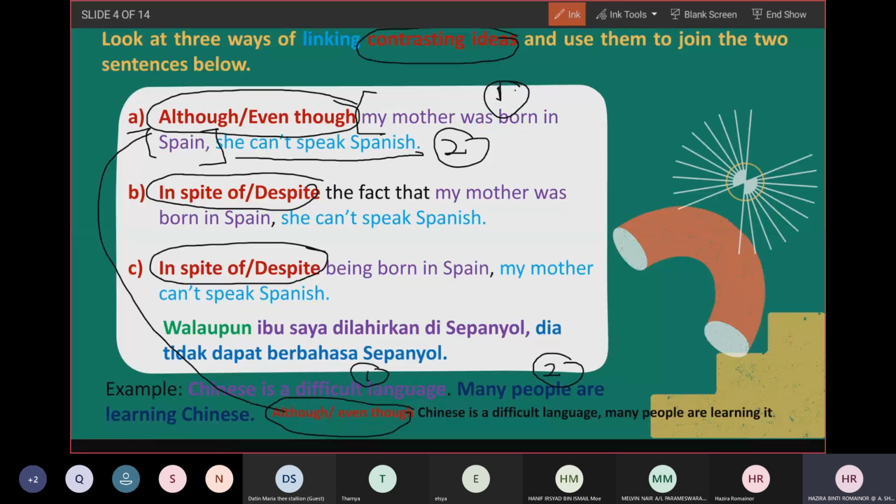So sekarang saya nak awak cuba ubah by using the same linking words B and C. Contoh seperti A telah saya berikan. So it is your turn now to write like B and C. So anyone wanted to try before I choose anyone from the list? Okay, Tanuja, please try.